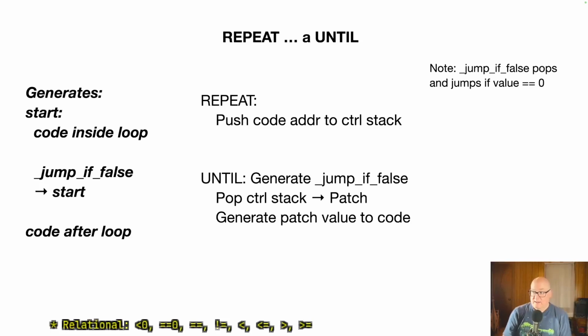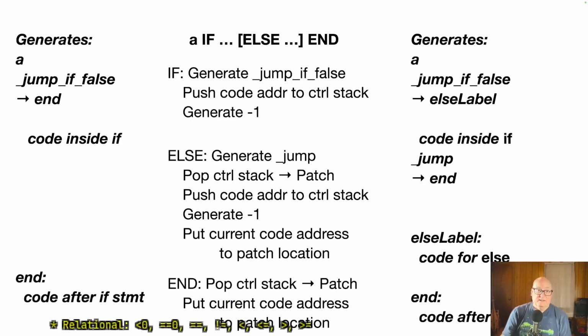All right, let me go back to the if. With the if, we want to jump if false somewhere, but we don't know where it is yet. So we just put our address on the stack, and we'll come back and patch where it says arrow end. So when we're generating it, it'll be jump if false -1.